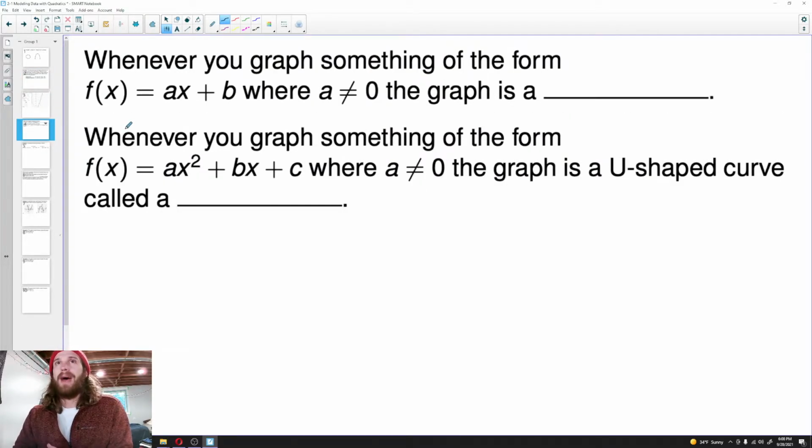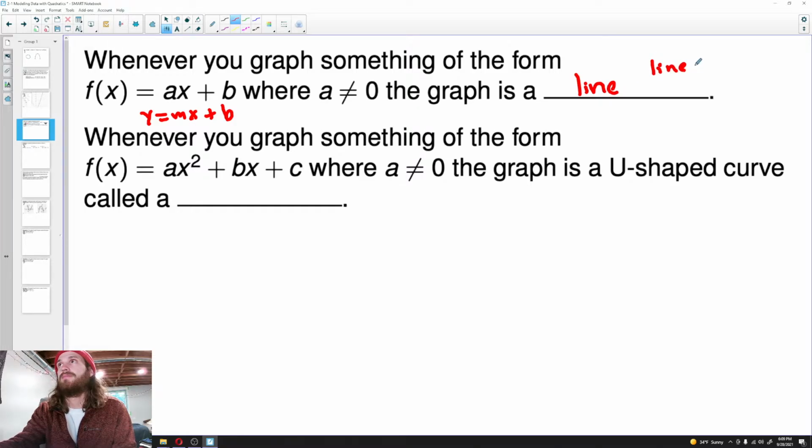So how do you tell whether something is linear based on its equation versus a quadratic? It's really quite simple. Whenever you graph something of the form ax plus b, and you've seen this before, that's just like saying y equals mx plus b. It's the same thing. Ax plus b, where a is not equal to 0, the graph is a line, or it is linear.